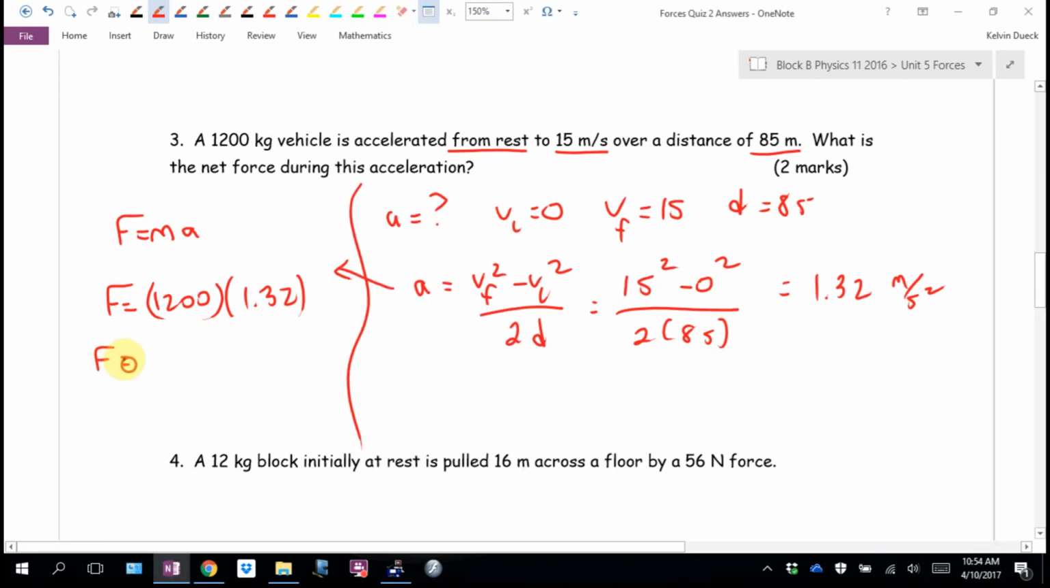So I'm going to write F equals 1588 equals 1,600 newtons, but I'd take that. In terms of part marks, I would give you a half mark for the acceleration, and then a half mark for the answer.